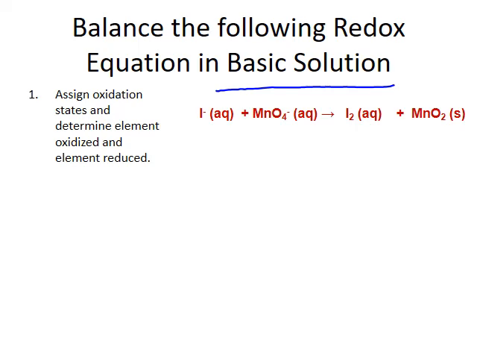So in this case, the iodine on the reactant side has a -1 charge, and on the product side, it's neutral. It's in a neutral element diatomic molecule. So the iodine charge actually increases from reactants to products from -1 to 0. This is oxidation.